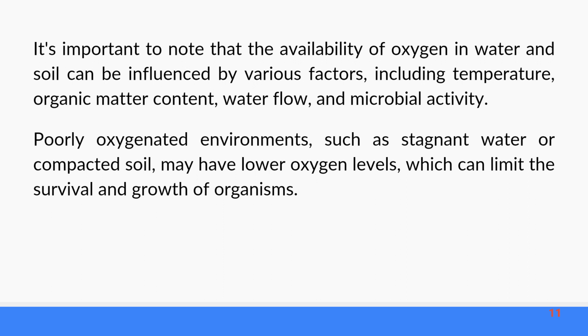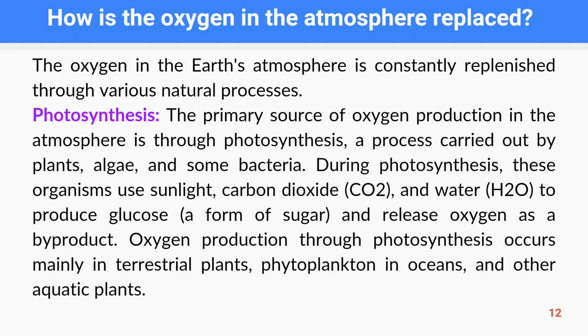It's important to note that the availability of oxygen in water and soil can be influenced by various factors, including temperature, organic matter content, water flow, and microbial activity. Poorly oxygenated environments, such as stagnant water or compacted soil, may have lower oxygen levels, which can limit the survival and growth of organisms. How is the oxygen in the atmosphere replaced?